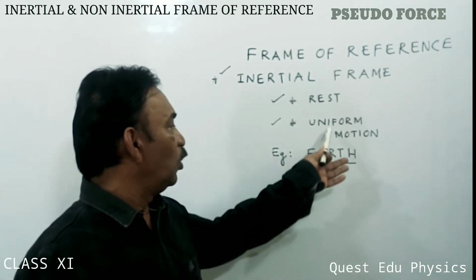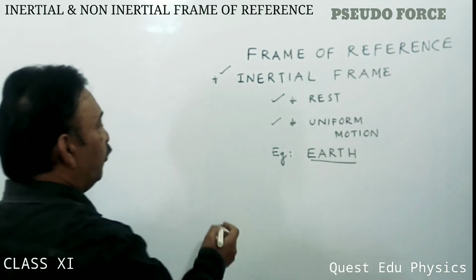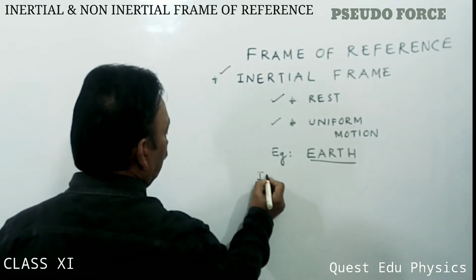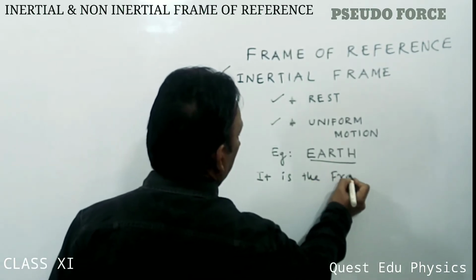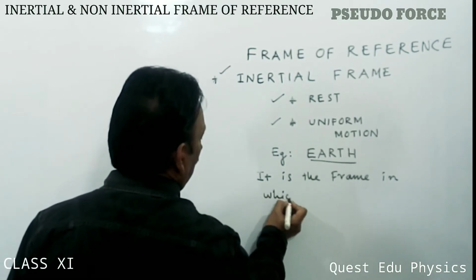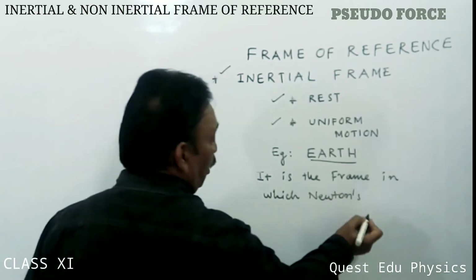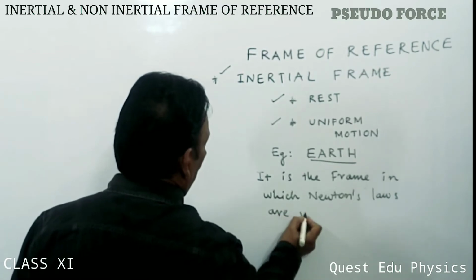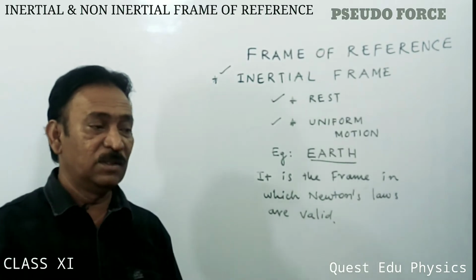The same thing goes with uniform motion. And we can define the inertial frame of reference like this: it is the frame in which Newton's laws are valid. It is the inertial frame, students.